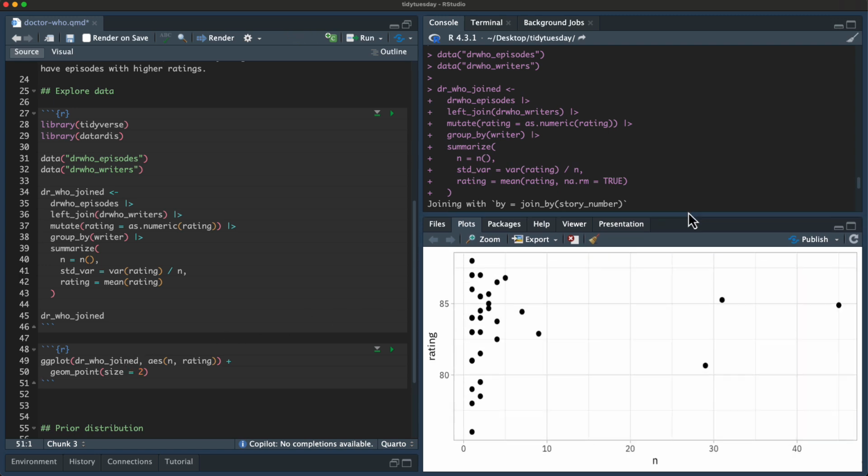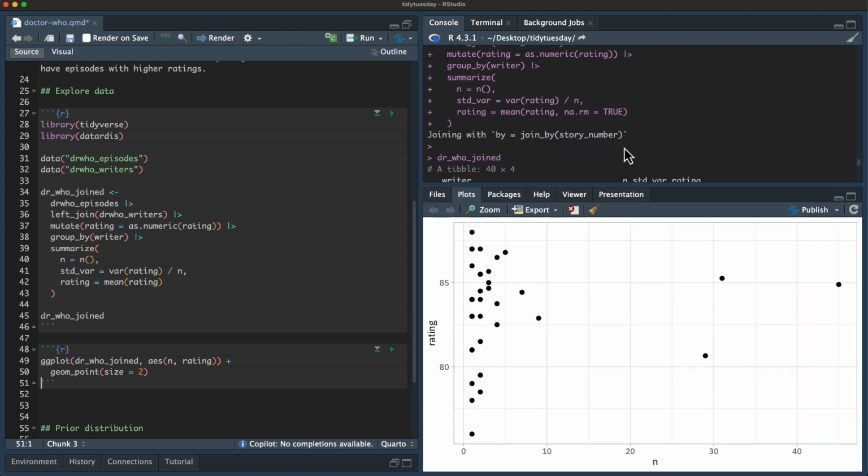Okay, so what is this plot telling us? On the x-axis is the number of episodes that a given writer has been involved with. So here's this person over here, tons of episodes. And then over here are these writers who only wrote 1 or 2 or just a couple episodes here. So when I look at this, let's look at these 2 in the middle. These 2 guys in the middle. They both have written quite a few.